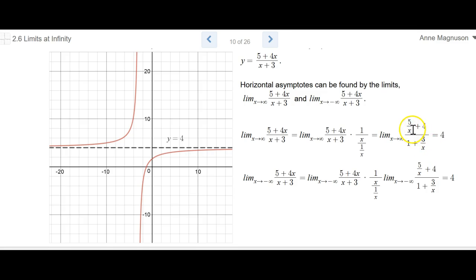And as x grows to infinity, these two denominators get large. The numerators are constant. So these two values go to 0. And this gives us a limit of just 4 over 1, or 4. The same thing here with x going to negative infinity, of the same limit. And I can see then that the horizontal asymptote is y equals 4.